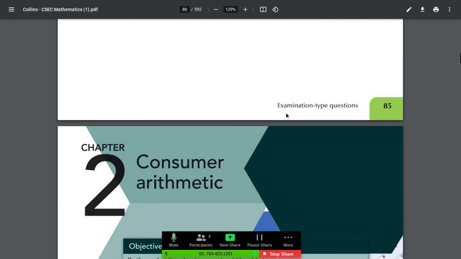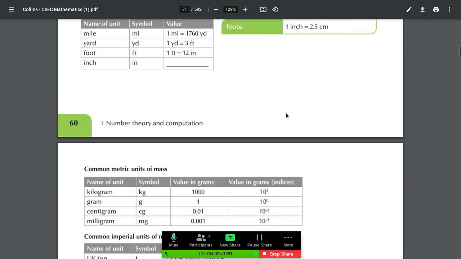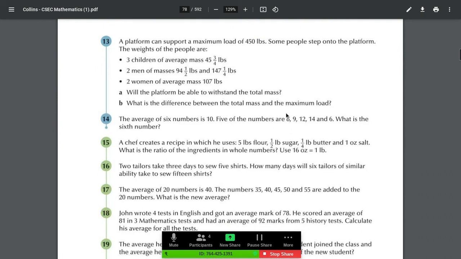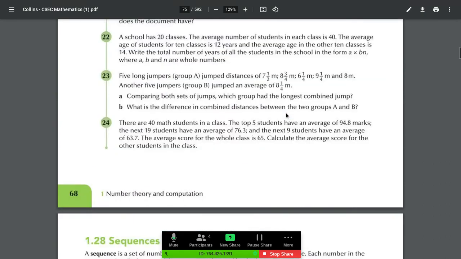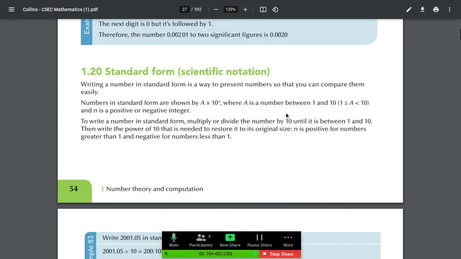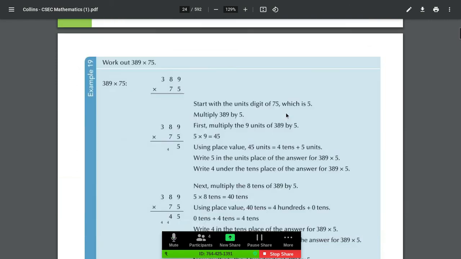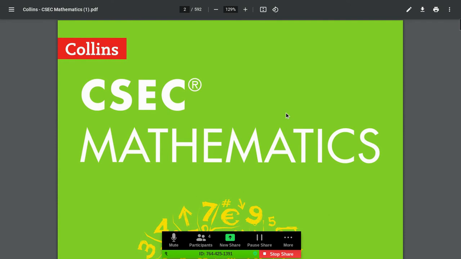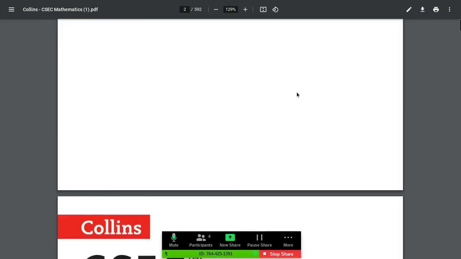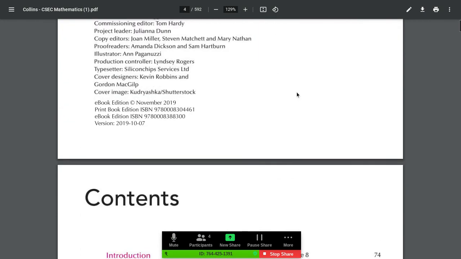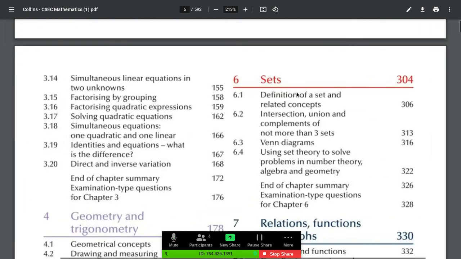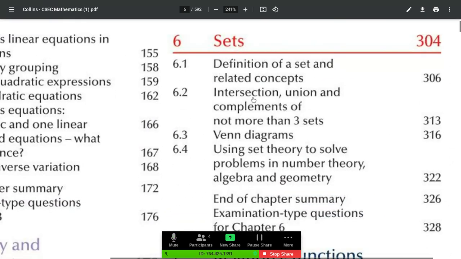Let's go back over the topics that we did. Remember that we started consumer arithmetic in February, but before that we were looking at number theory, which is sets. So let's go through the topics of sets before we leave today, and tell me if there's any topic you're not sure of. Alright, let's go through it. When we did sets, we went through defining sets, intersection.